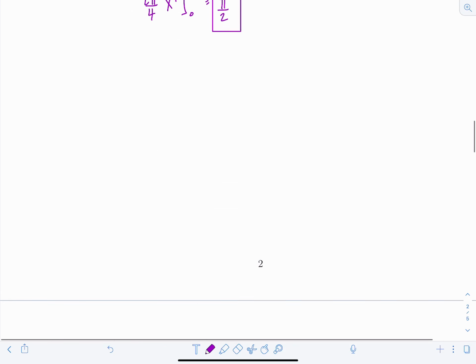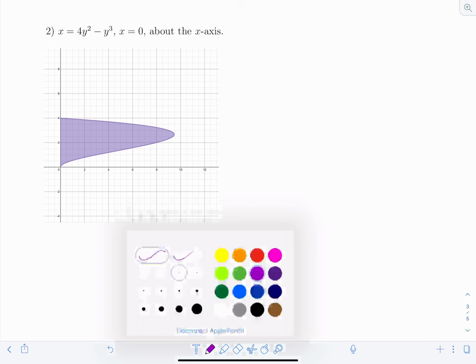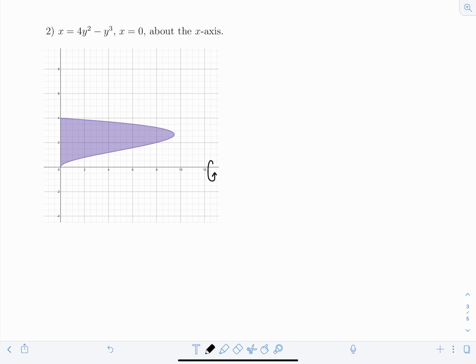Okay, moving on, example 2. We're taking this portion of x equals 4y squared minus y cubed, so bounded by that curve, x equals 0, the y-axis, and we're spinning it about the x-axis. So we are spinning it this way, okay? Now let's think about this. We're spinning about the x-axis, so what is this thing gonna look like after we spin it? A little strange, right? Just kind of mirror it over to the other side. Okay, it's gonna be a solid that almost looks like part of a hilly region.